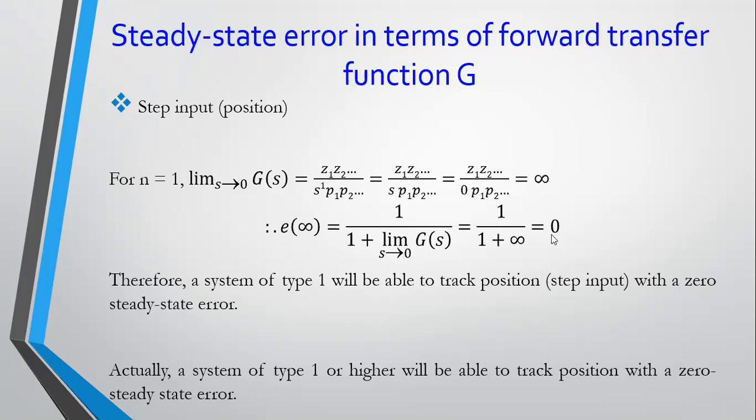So you get a 0 because 1 over 1 plus infinity is simply 0. So 1 over infinity is 0. So in this case, a system of type 1 will be able to track position with a 0 steady state error. It's going to be exactly matching your input.